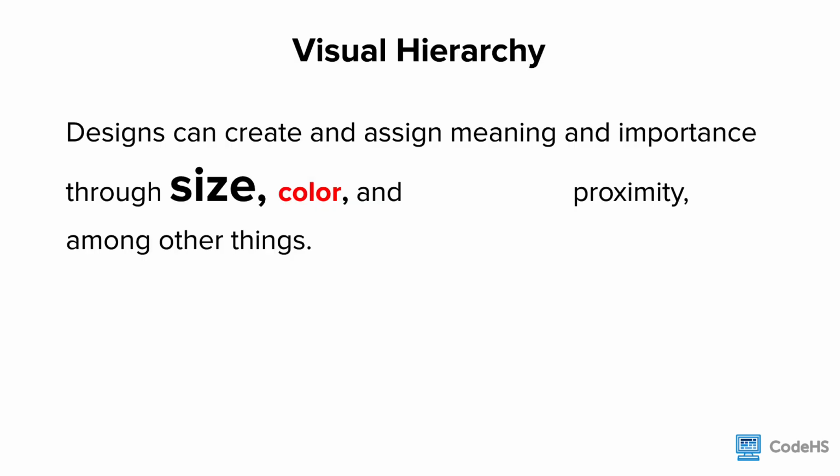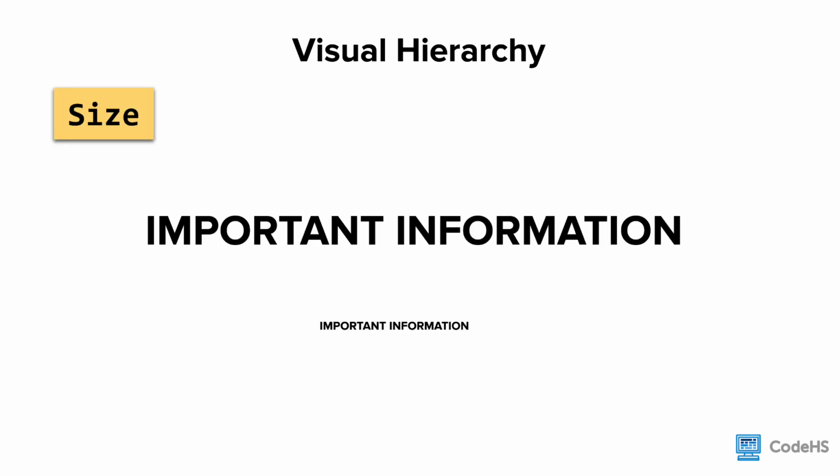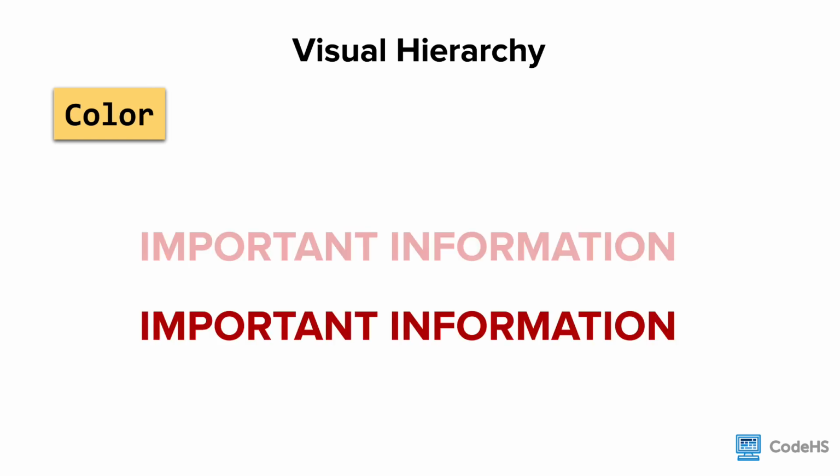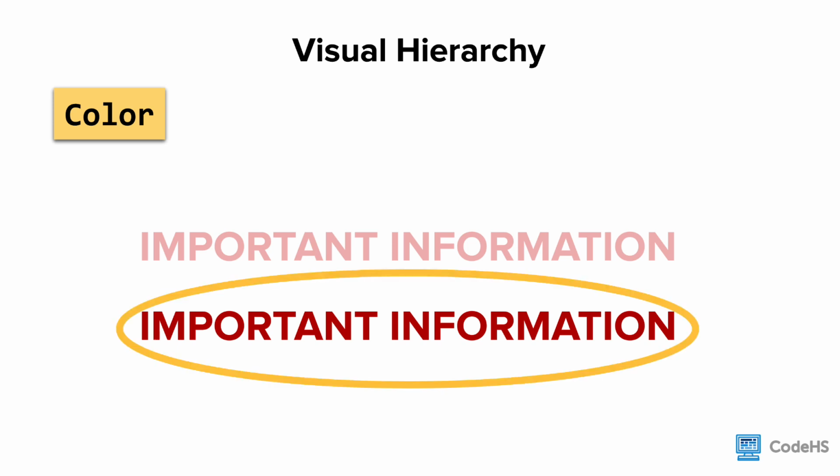It means that designs can create and assign meaning and importance through their size, color, and proximity, among other design considerations. Consider these two headers. Even though both of them have important information, the one that users would immediately gravitate towards is the largest one. We've assigned meaning by changing the size, indicating that this one is more important than the one that we've decided to remain small.